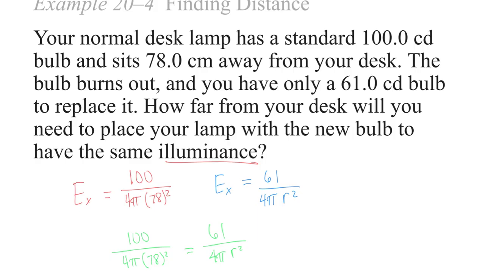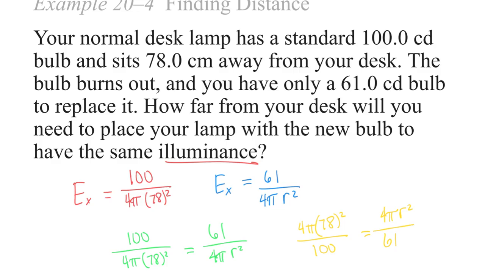The other thing that I want to point out is anytime you have the same thing on both sides in the same position for ratios, they are going to cancel out. I'm going to show you why, but if you just remember that, those 4 pi's are going to cancel out. So if I flip both sides, I end up with 4 pi 78 squared over the 100 on this side equals 4 pi r squared over the 61 on this side. We good about that?